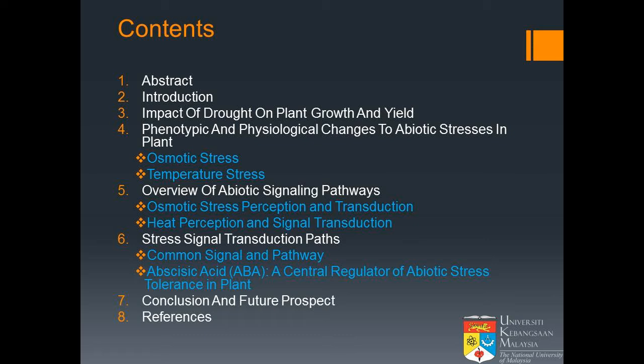I start with the abstract and then the introduction. The third one is the impact of drought on plant growth and yield. And then the main content is the phenotypic and physiological changes to abiotic stresses in plant, which are osmotic stress and temperature stress. And then an overview of abiotic signaling pathway, which involves osmotic stress perception and transduction, heat perception and signal transduction, and then stress signal transduction pathway, a common signal and pathway. Lastly, abscisic acid, a central regulator of abiotic stress tolerance in plant. Lastly, conclusion and future prospect.